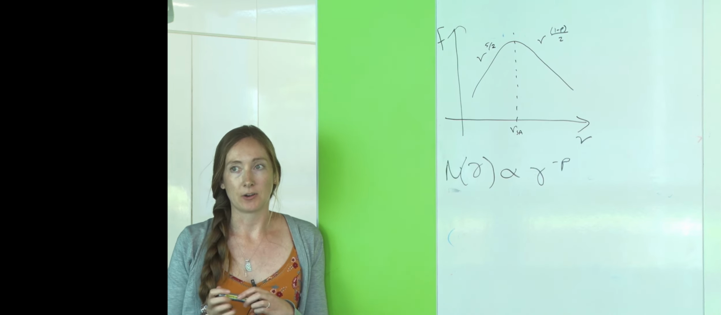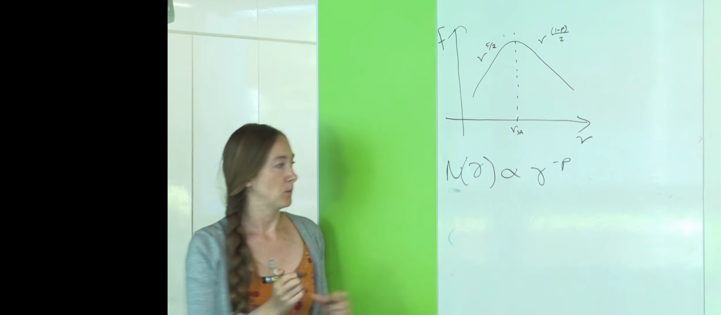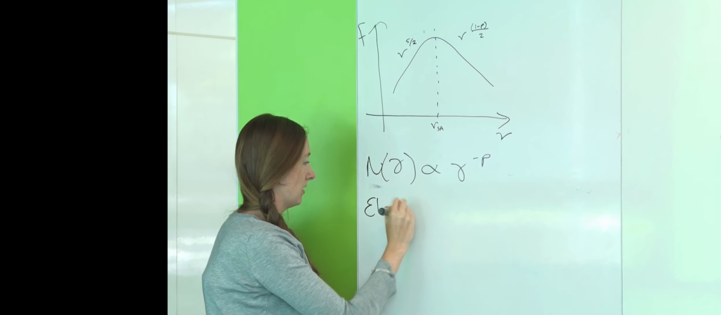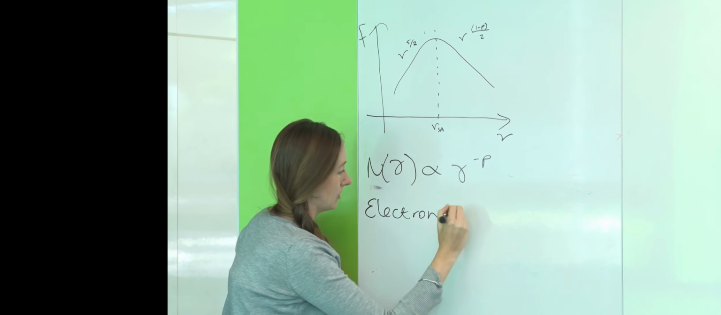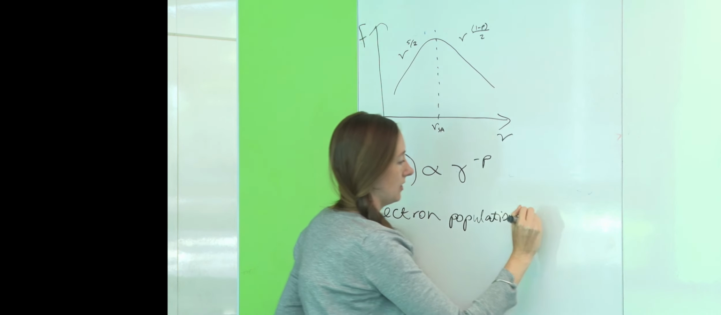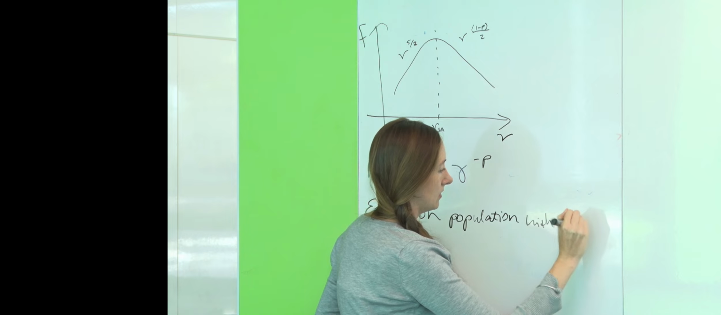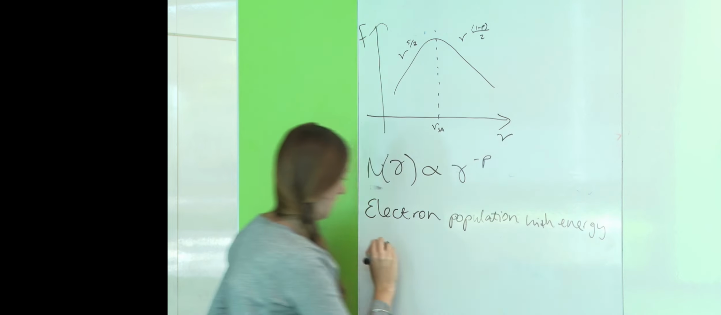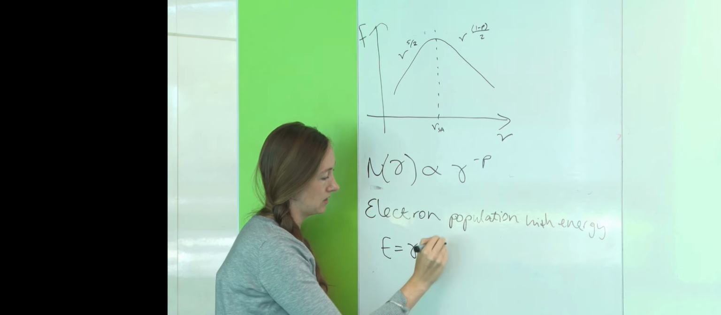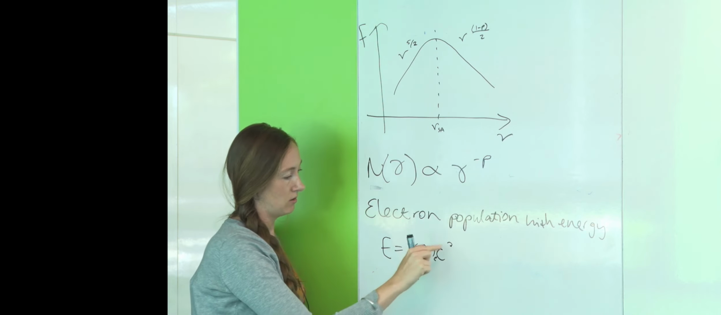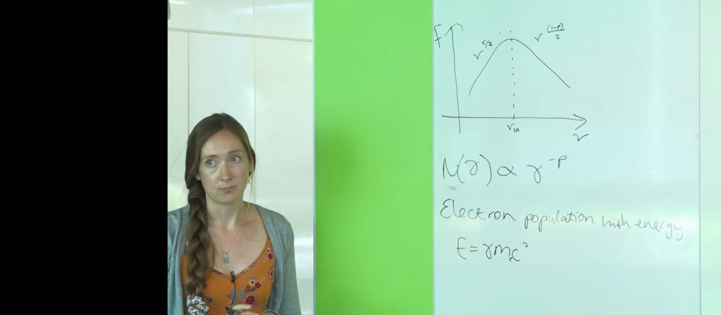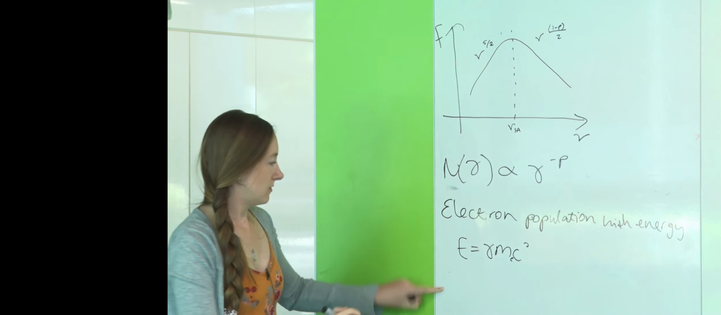Okay, so we are thinking about a population of electrons. The electrons have an energy, an electron population, and each electron has the energy E equals gamma mc squared. So this is the mass of the electron, speed of light, and this is that Lorentz factor of each of the individual electrons.